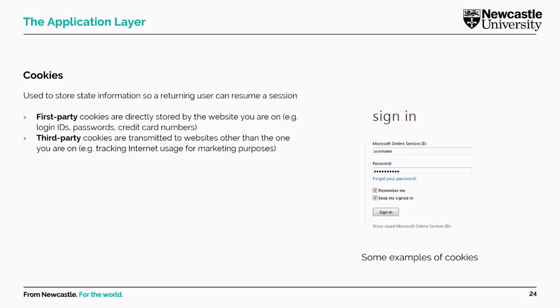Those sorts of things are needed because HTTP is meant to be used as a stateless protocol, so no state is kept when you use HTTP. So cookies allow you to record some state that's useful for some kinds of applications or websites. And this talks about two different types of cookies. First-party cookies, which are directly stored by the website you're on.